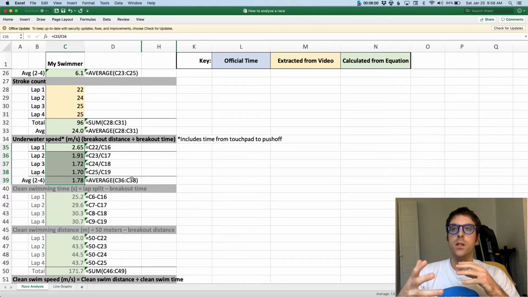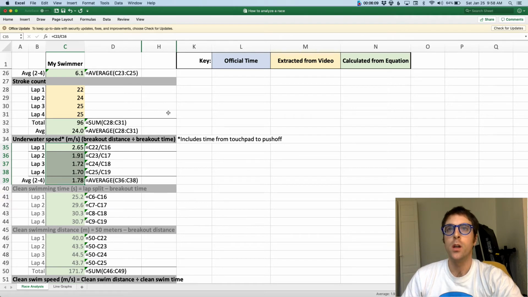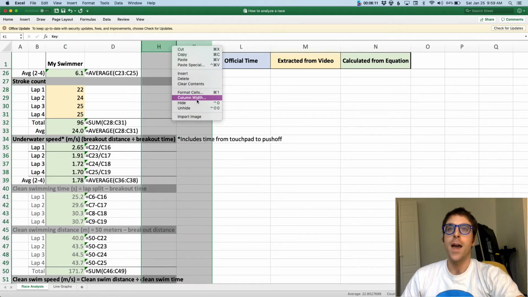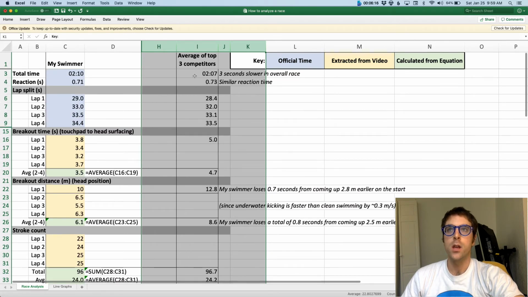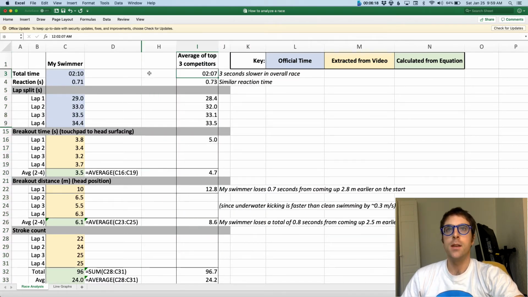So all of this information is great, but without context, it's hard to know where she's performing well and where she's falling short. So to figure that out, I also analyzed the races of 3 of her competitors. And so she was 2:10 in this 200-meter race. Her competitors were 2:07. So she was about 3 seconds slower. And so I went through and broke down at each phase to see where she was losing those 3 seconds.